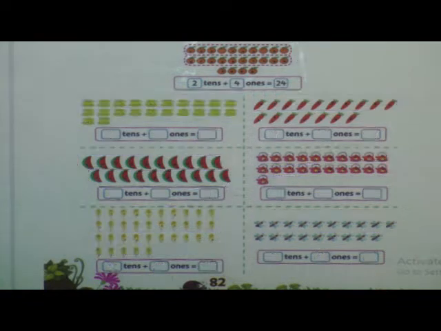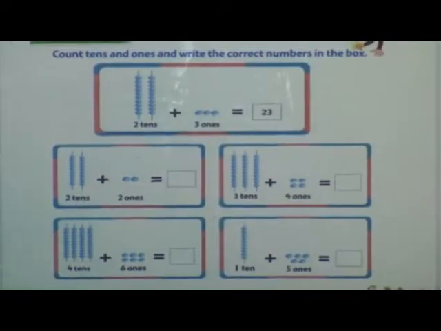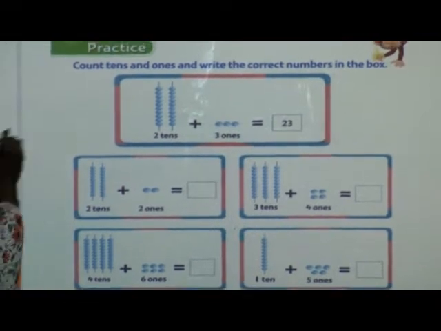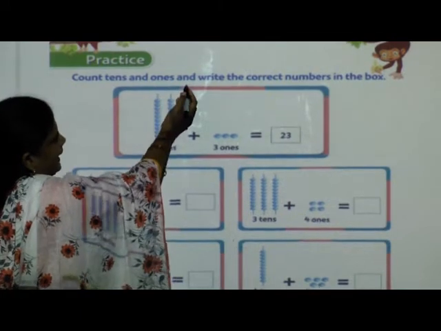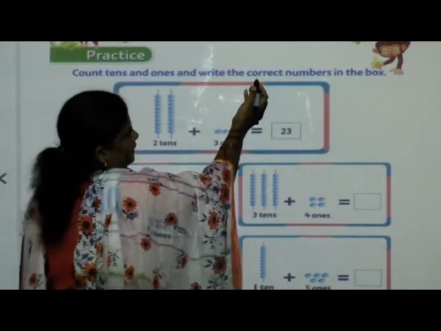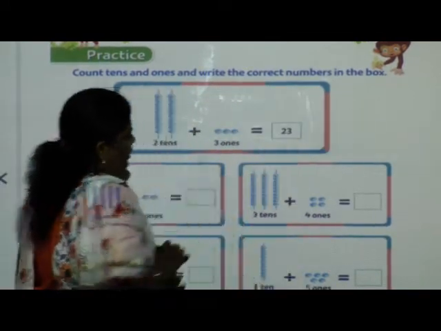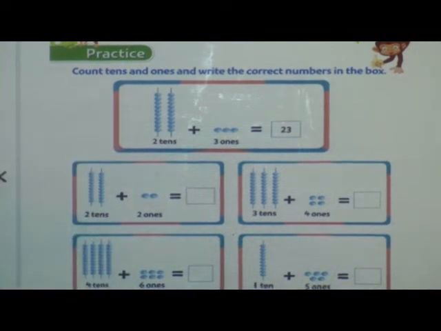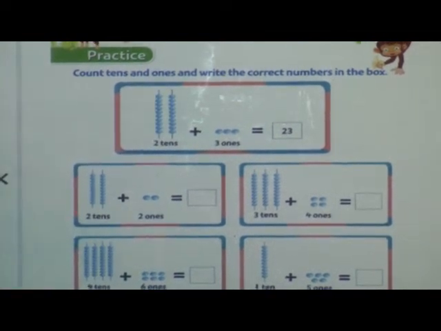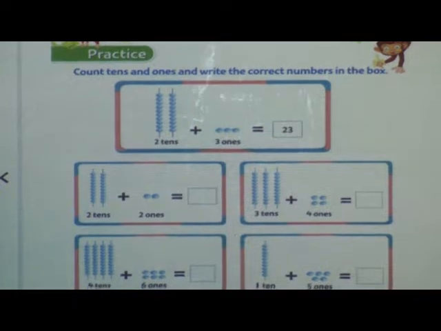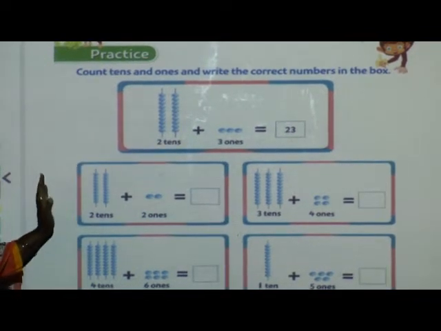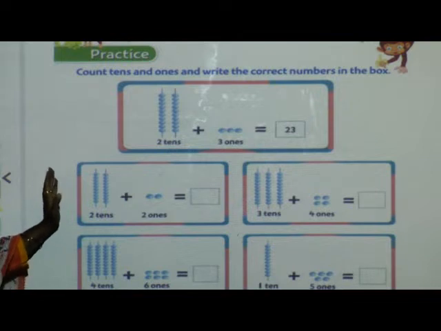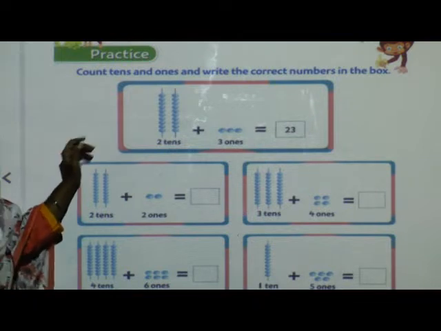So open the next page. See here now. Count tens and ones and write the correct numbers in the box. So here they have given 5 boxes. In those 5 boxes different numbers of balls are there. So we have to count that first. For the example they have shown us, we will see.